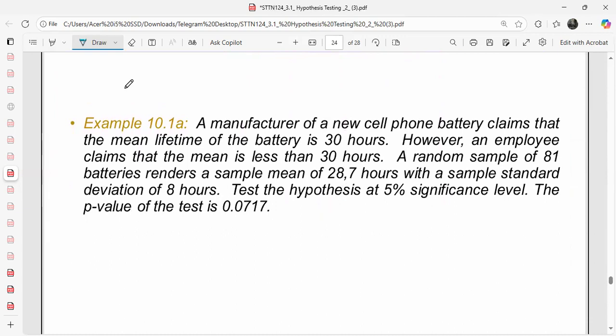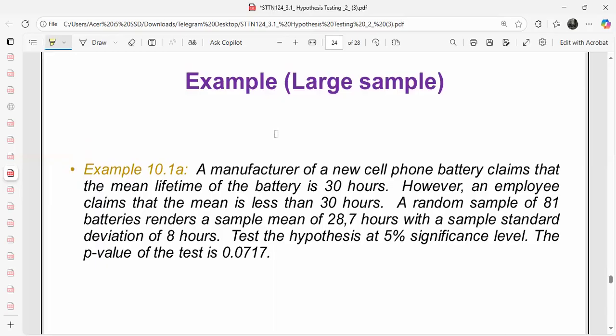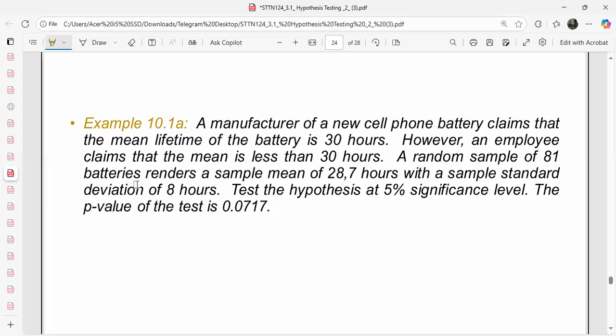Just do this. This is an example. So now this is the method that you can use to answer the questions that are based on hypothesis testing. I mean, chapter 3 is very easy and interesting. So this is what you do. Now look at this question.